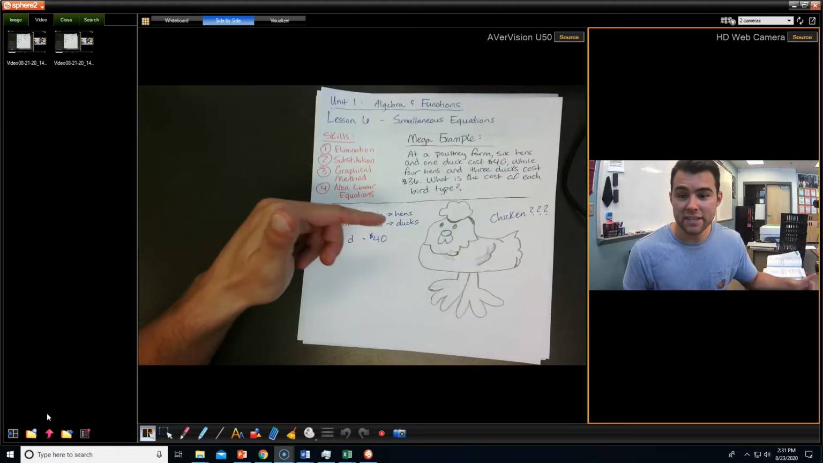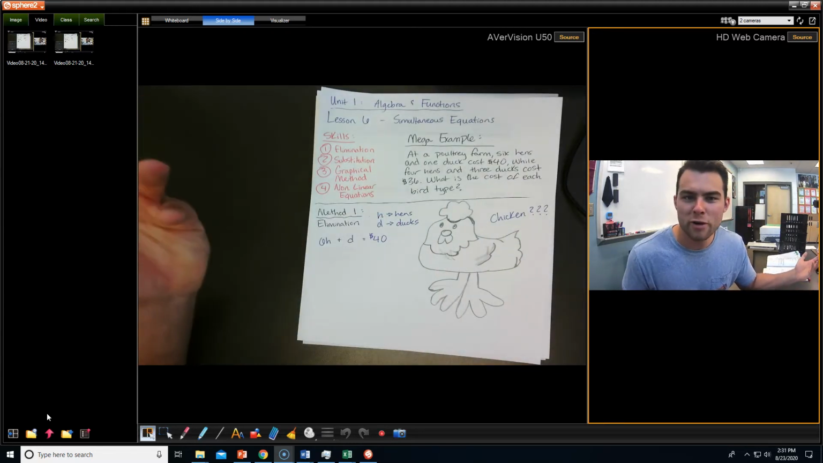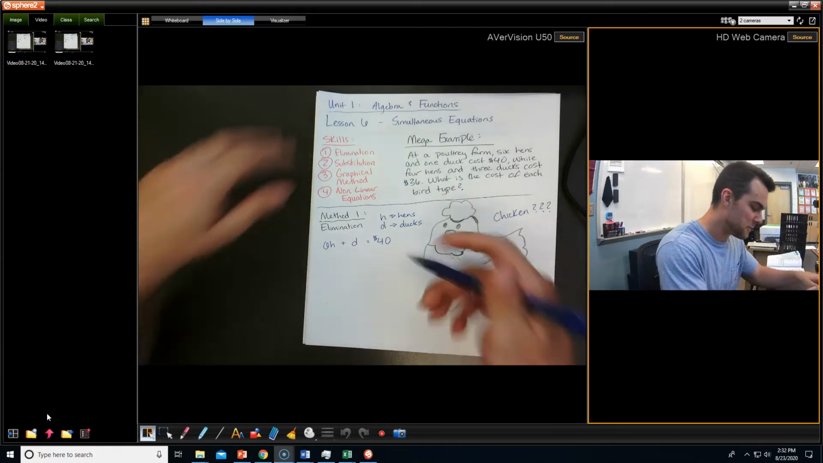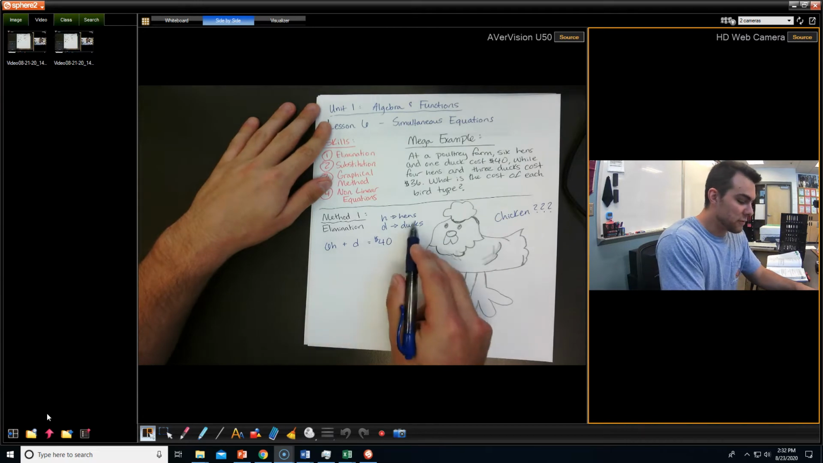And with these hens and ducks, see, I drew a chicken. What am I doing? We're not even talking about that. Is that a hen or a chicken or, I don't know.